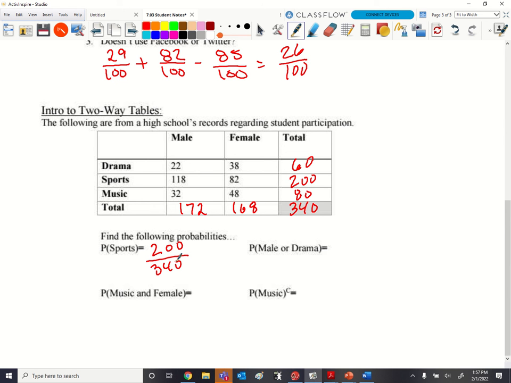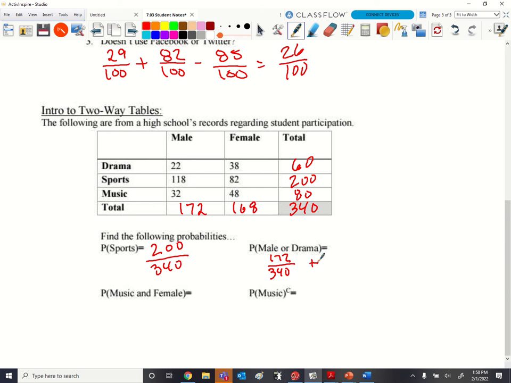Okay. Male or drama. Now, male or drama. Let's start with male. How many males is there? So there's going to be 172 out of 340. Right? Male, 172 out of 340. Or is going to be a plus.